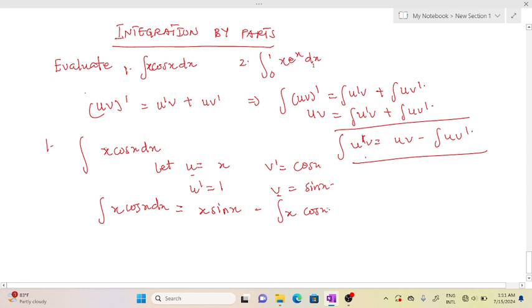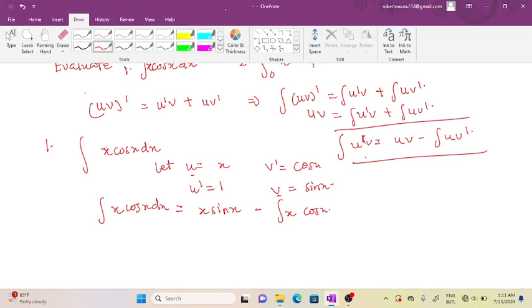As I said, uv minus what? uv prime. So this is my u and this is my v prime. So I think it should be u prime v instead. u prime v. So let me change it here.